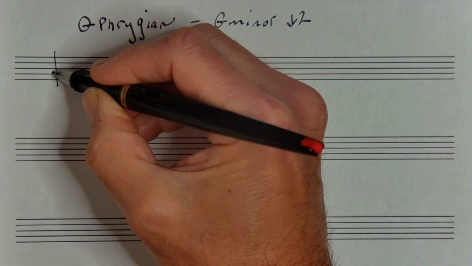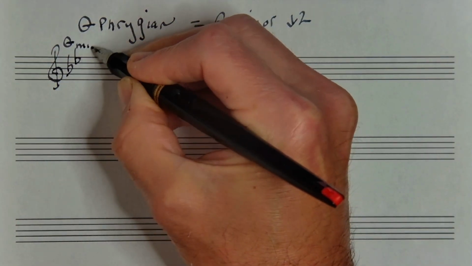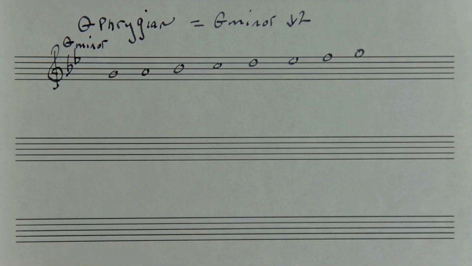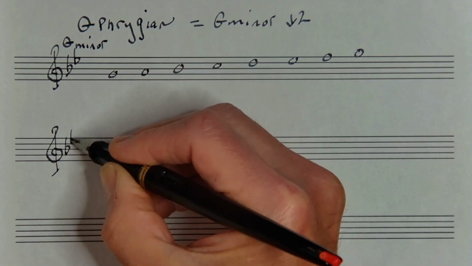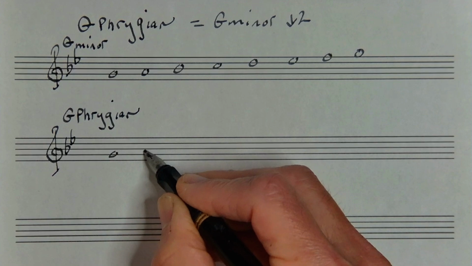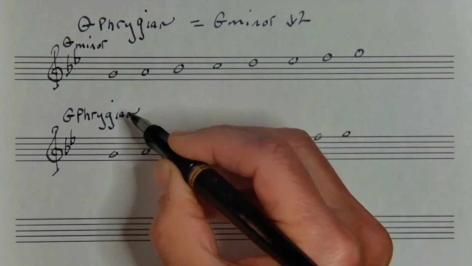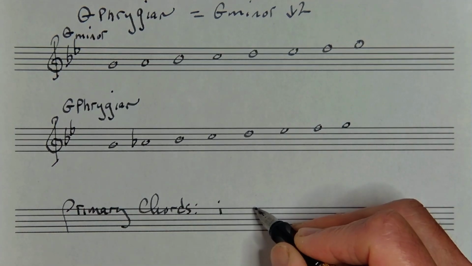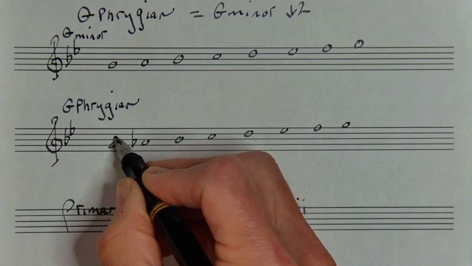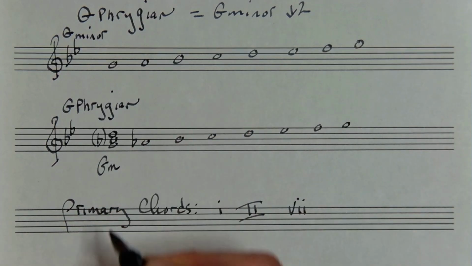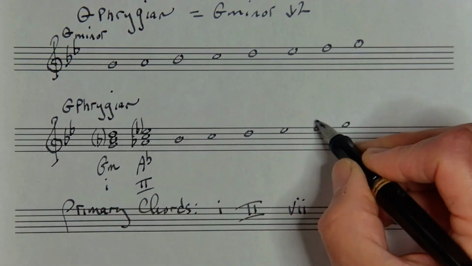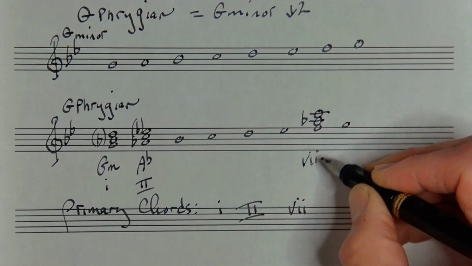Remember, all the modes discussed here can be transposed to any pitch level, and you should try to become fluent with the modes and their primary chords at all pitch levels. For example, you might want to use a G Phrygian mode. Remember, Phrygian is the same as minor, but with a lowered second scale degree. So we write a G minor scale and lower the A to A flat. The primary chords are, as we discussed before, 1, 2, 7. G minor, A flat major, and F minor.